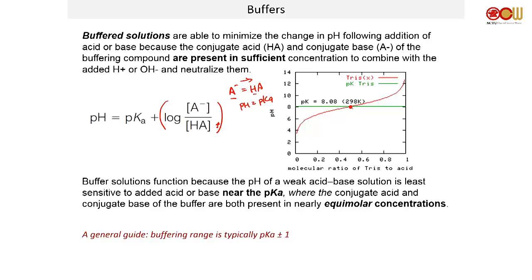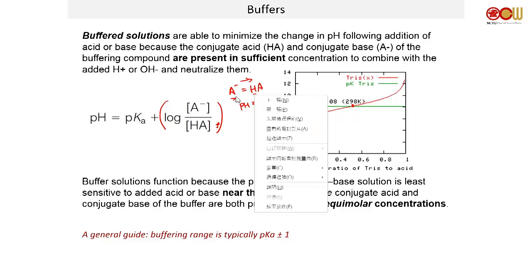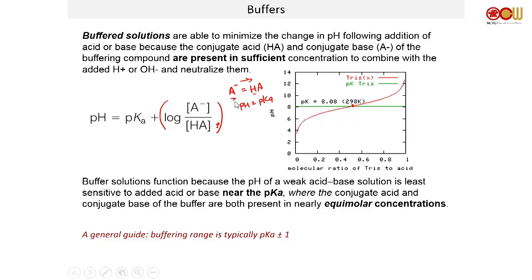That's why when you see it here, when your pH is at the pKa, when let's say your HA equals A-, and you add a little bit of acid or a little bit of base, you change the concentration a little bit, but because you're logging it, the actual change on the pH is minimized. So this is what makes it a buffer.